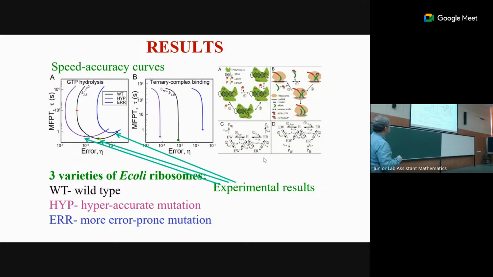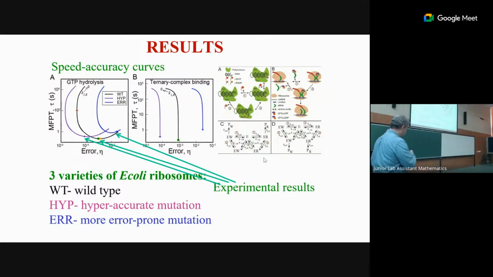And this system is even more interesting because not only is there a wild type, the black curve, but there are very high quality chemical kinetic measurements for mutants. One of the mutants is a hyper accurate mutant, the purple one here, and the blue one is error prone. So there is a mutant of E. coli bacteria that can reach a better precision.